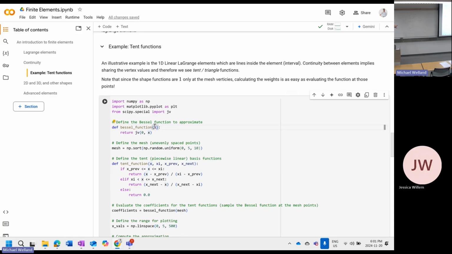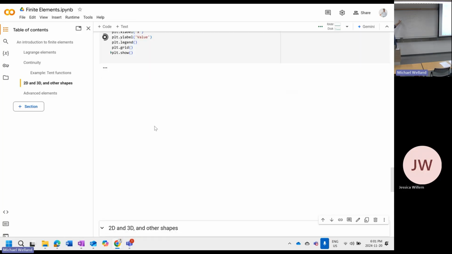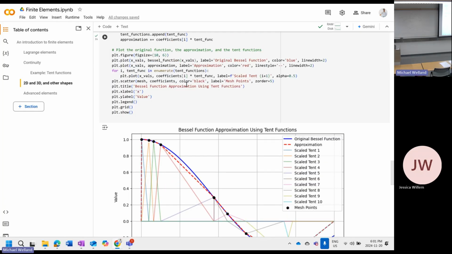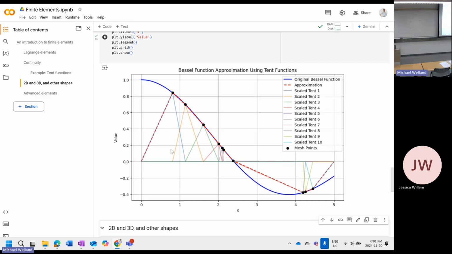Okay. These are called tent functions. I just want to hammer home that yes, you can indeed represent any function you want using finite elements, right? This is the tent function. If you notice, the spacing is not at all even. This code is pretty flexible, so you can actually just generate a new random set and it'll always match it.